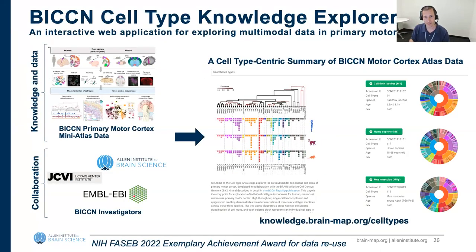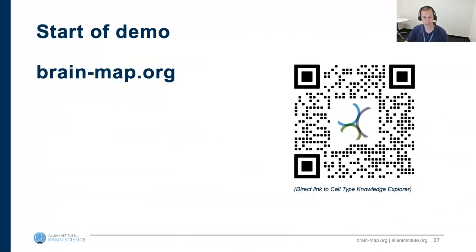And so, to reiterate, this takes a bunch of knowledge and data from BICCN, with a lot of collaboration from us, from people at the J. Craig Venter Institute and the EMBL-EBI, and a bunch of BICCN investigators to create this tool, which actually got an award from NIH for data reuse.